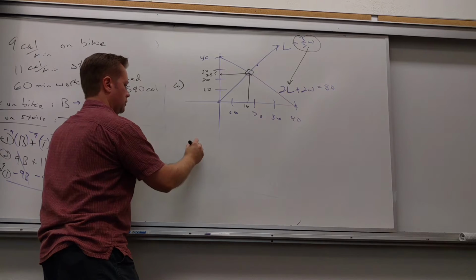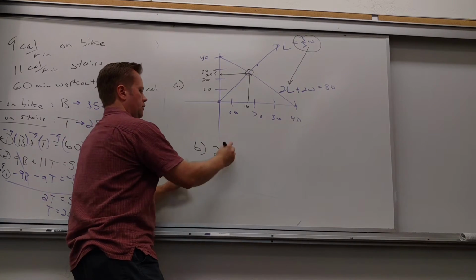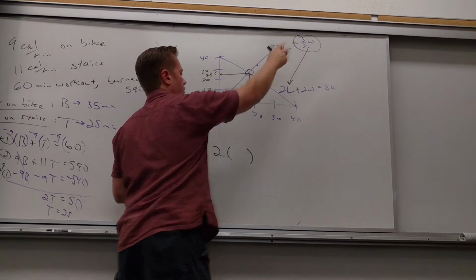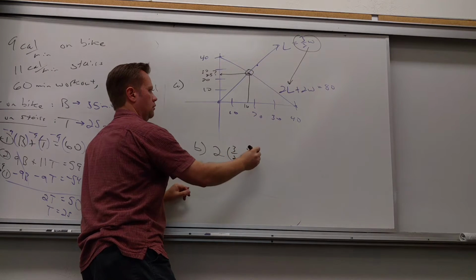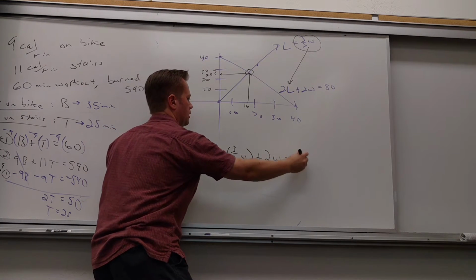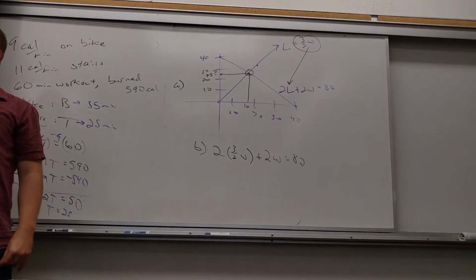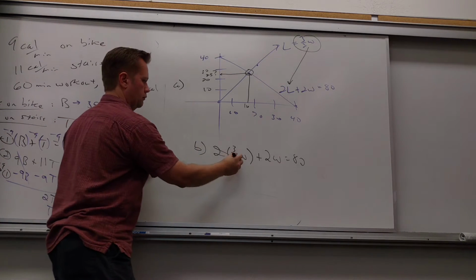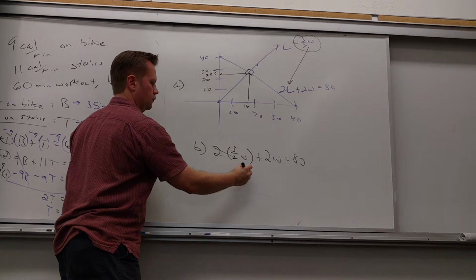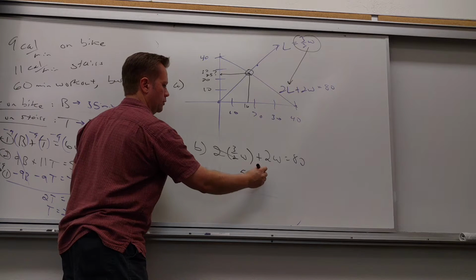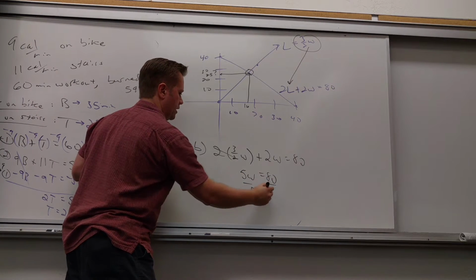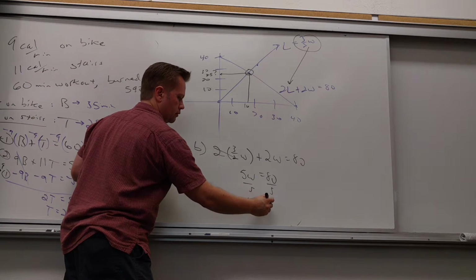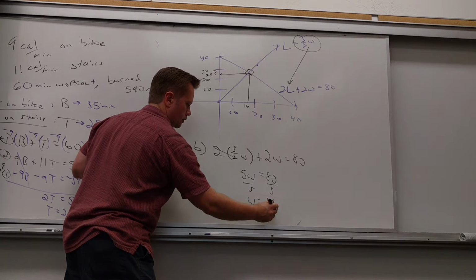So number B. Number B is twice the length plus twice the width is 80. Yeah, so you get 3W plus 2W is 5W. Divided by 5. 16.